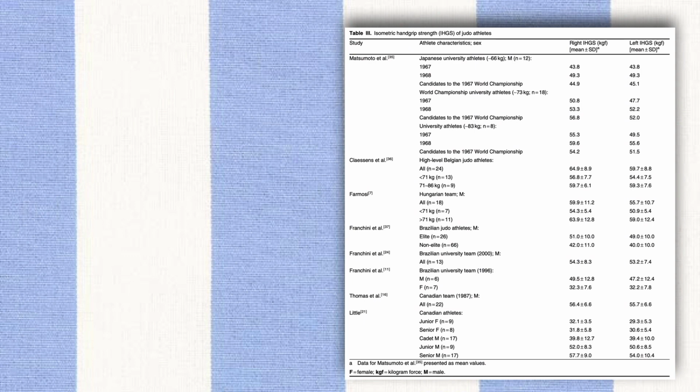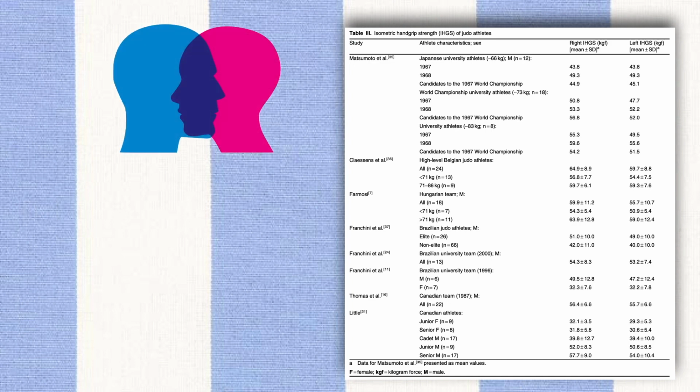Sex differences were reported in only one study. The male group presented higher absolute right and left isometric grip strength compared with the female group. However, when values were presented relative to body mass, no difference was observed. In Canadian judo players, no statistical comparison between male and female athletes was reported, but it is possible to infer that both absolute and relative isometric grip strength were higher for the male group.